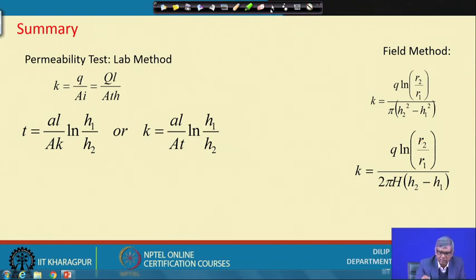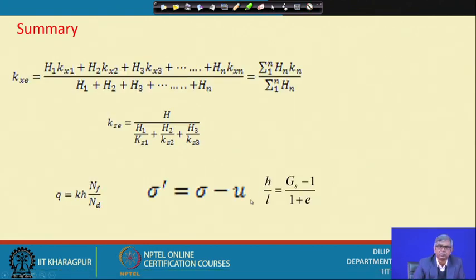Then next was stratified soil. If you find horizontal stratification, then approximately one can treat it as homogeneous. Handling layered soil in the analysis is a little difficult. Instead of doing that, we generally convert the layered soil into a single equivalent layer, and then we proceed with homogeneous analysis.